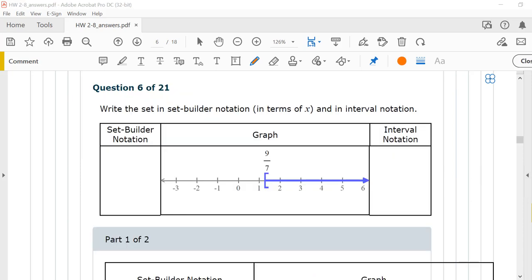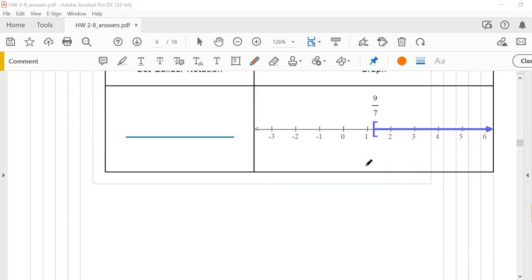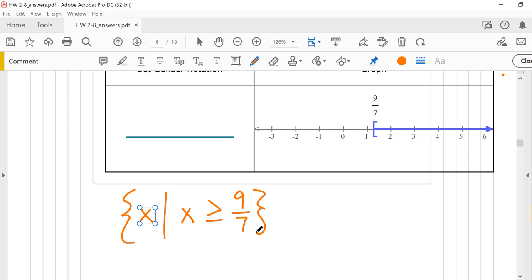Number 6, they give you the graph and they want you to write it in set builder notation and interval notation. So in set builder notation, if you're given the number 9/7 with a bracket, you want all numbers, so here comes set builder. You want all x's such that x is bigger than or equal to 9/7. That's set builder. All the numbers that are bigger than or equal to 9/7.